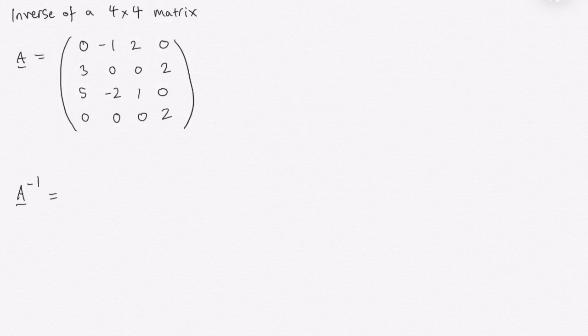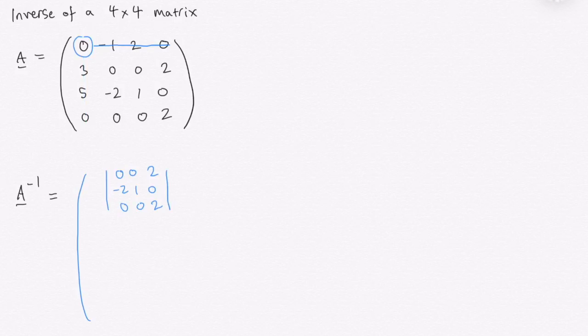Just for fun, I'd like to expand the idea of the inverse of a 3x3 matrix and try and find the inverse of a 4x4 matrix. So the process is going to be very, very similar. We have our 4x4 matrix A, and what we are going to do is we're going to take this first element 0 and cross out all the elements in that row and all the elements in that column, and we're going to find the determinant of this 3x3 matrix that remains.